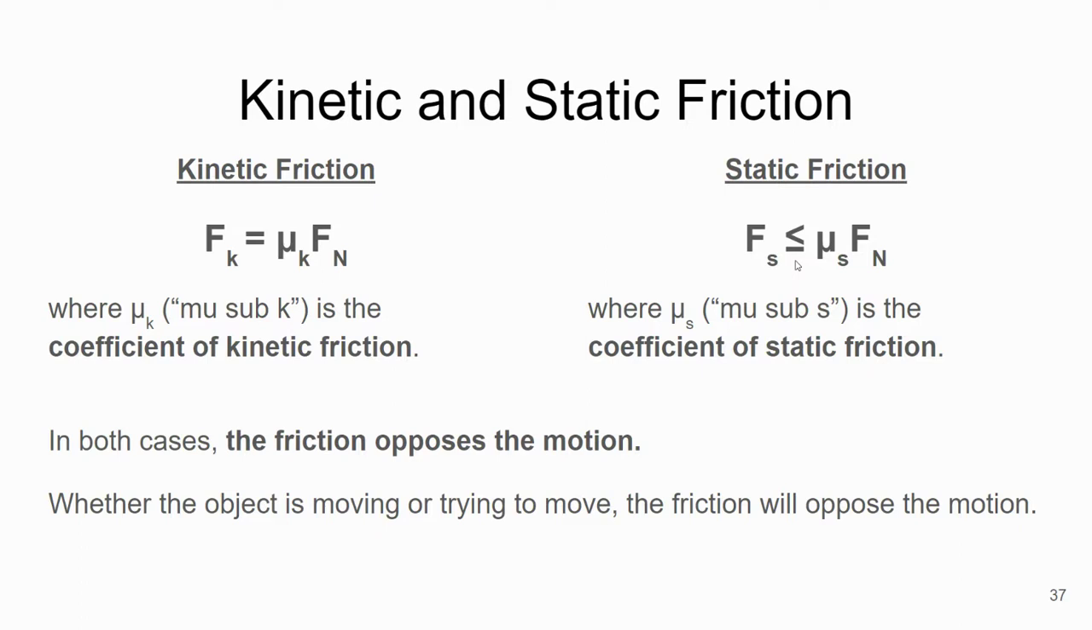In both cases, however, the friction opposes the motion. So if your thing is actually moving to the right, then your force of kinetic friction will be moving to the left. If instead the thing is not moving, you're pushing on the couch, but it's too heavy, there's too much friction, it's not moving. If you're pushing to the right, static friction is opposing the motion you're trying to put on it. So that would be going to the left. Whether the object is moving or trying to move, the friction will oppose the motion.